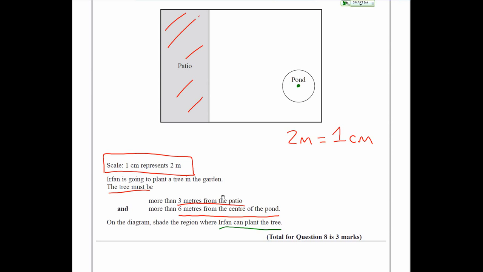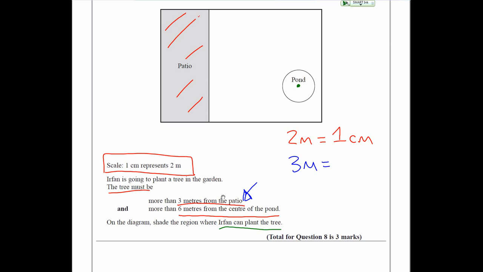Now I'm afraid this is going to be difficult for me to do on the video because I can't use a ruler or a compass as such, but I'm going to show you the exact technique of what to do. So the first bit of information, we're going to do this in blue. More than 3 meters from the patio. So we need to know how much 3 meters is.